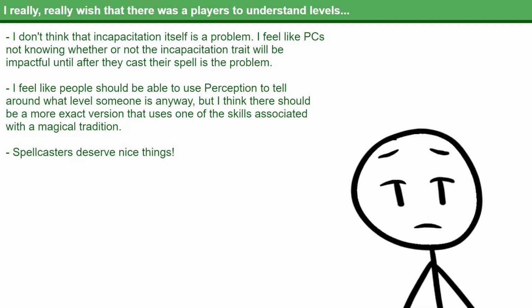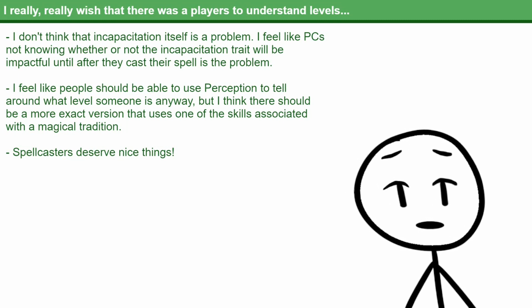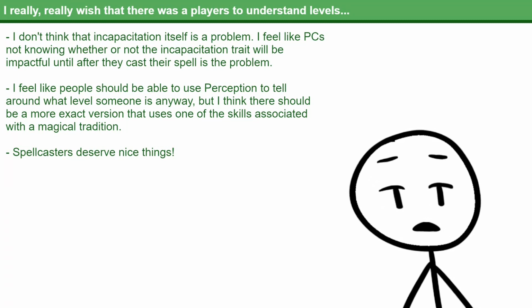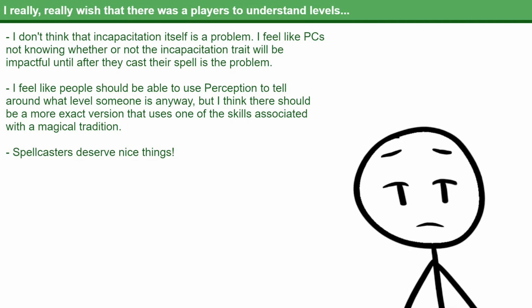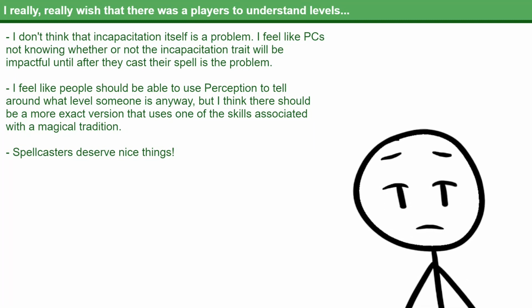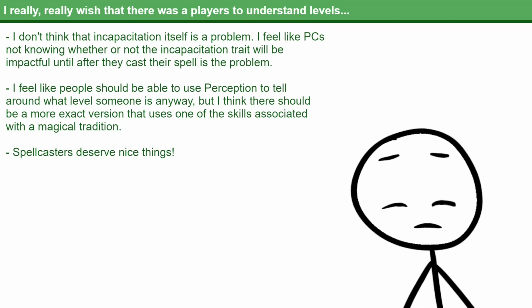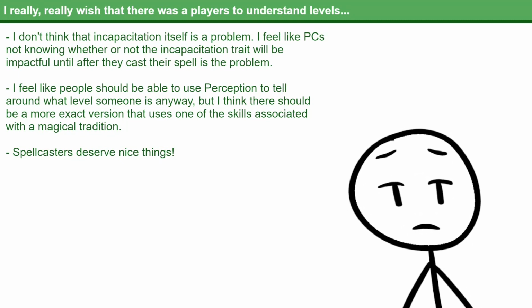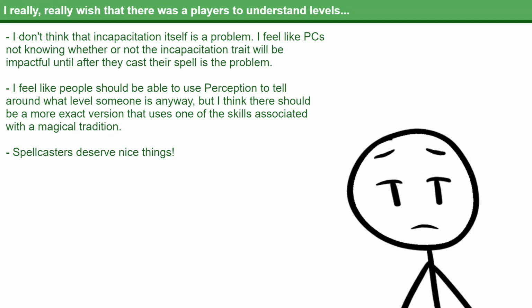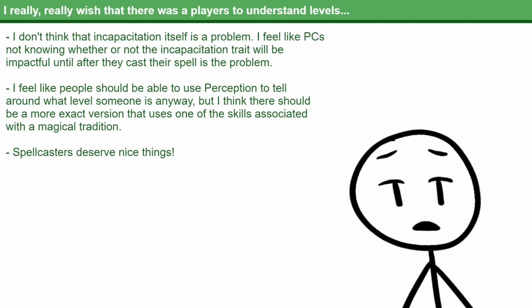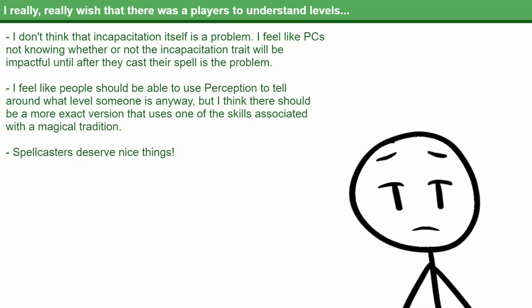Personally, I think that this problem predominantly exists because there's no way in the rules to determine the level of someone that you're fighting. I think that you should be able to use perception to tell about how strong someone is, but I also think that there should be a skill feat for all of the magical skills that gives you an action where you just figure out whether or not a particular incapacitation spell would work on a target based on their level.